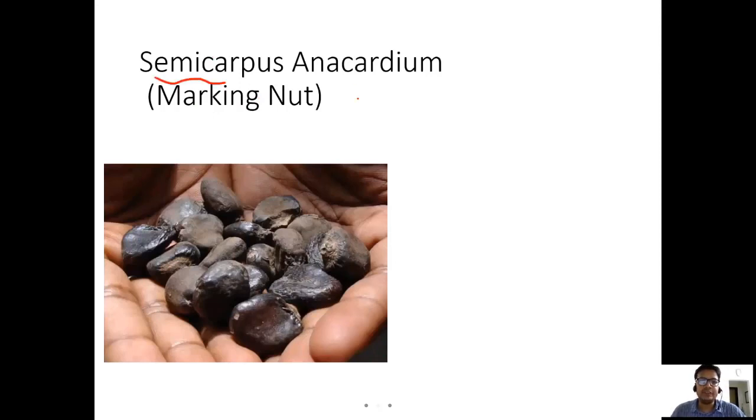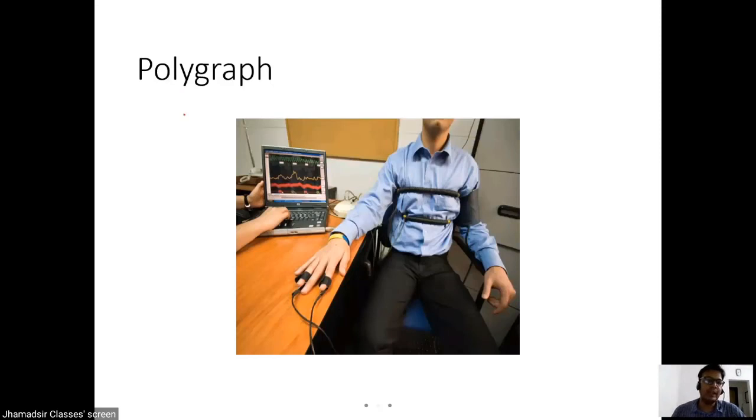Semecarpus anacardium, which is known as marking nut. It is used for vitriolage also. This is a polygraph test, a lie detection technique.